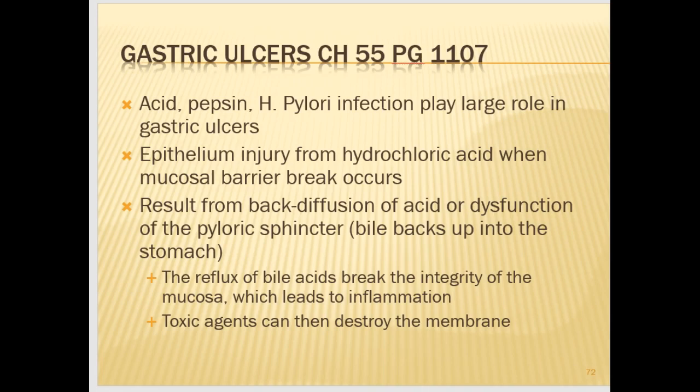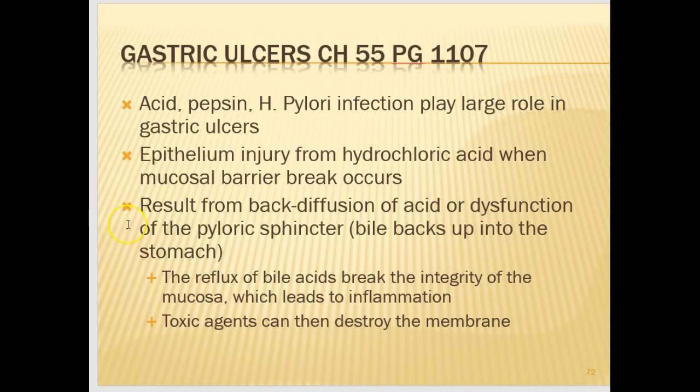The acid, pepsin, and H. pylori infections all play a role in gastric ulcers. We talked about H. pylori infections in the previous lecture, so just look right here. Epithelial injury from the hydrochloric acid occurs when the mucosal barrier breaks. So where is this hydrochloric acid coming from? Remember when we read about secretions and what is produced in certain organs? We talked about our stomach and so forth. Hydrochloric acid. If you don't remember, please read up again.